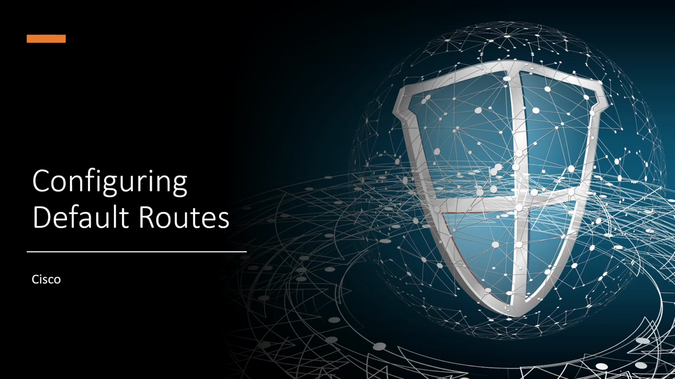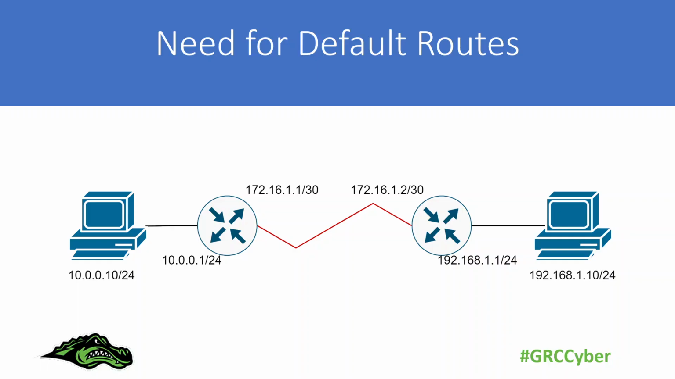In this video, we're going to talk about a couple of different ways for configuring default routes on Cisco routers. Now, before we talk about how, let's talk about why. Why do we need to configure a default route? Normally, when you have a desktop or a server of some sort, such as this PC over here on the left-hand side, you will configure a default route.